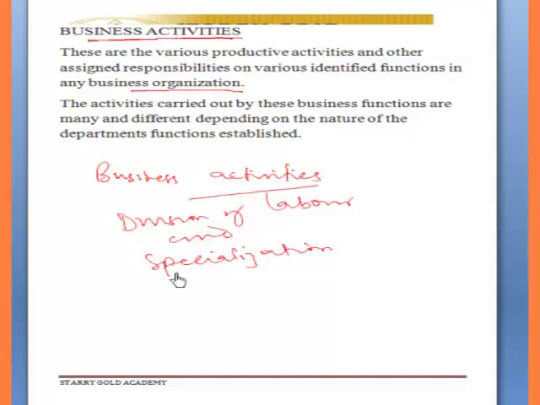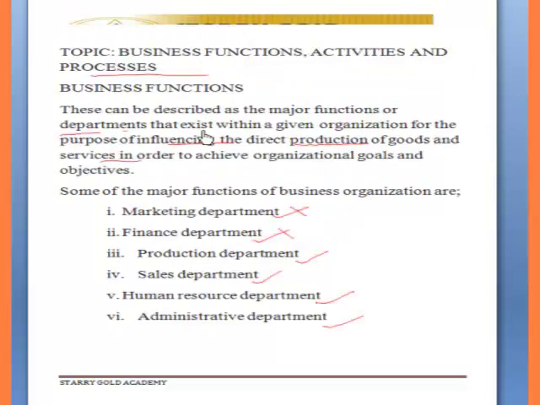For example, let me be more specific here. Look at all the major departments or functions that we have identified. Their various activities are different. For example, the marketing department carries out a number of activities that are targeted at marketing various products and other services that are being provided by a given business organization.